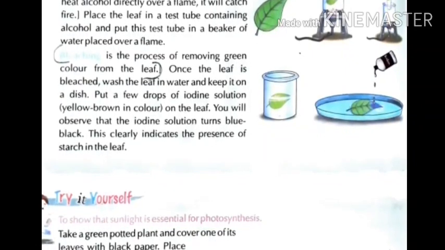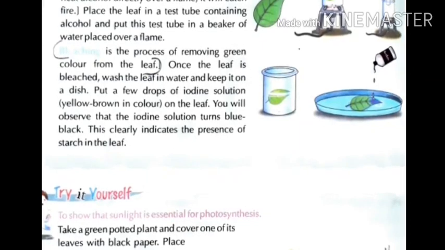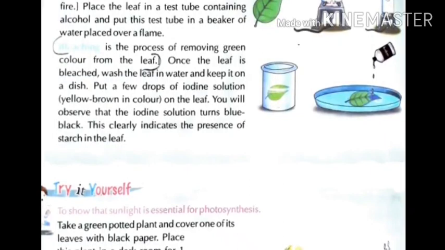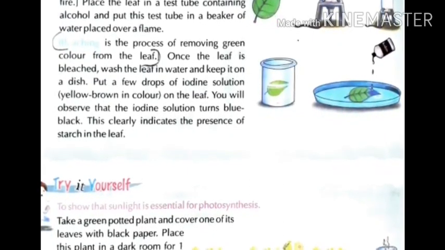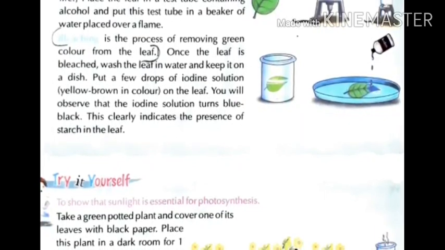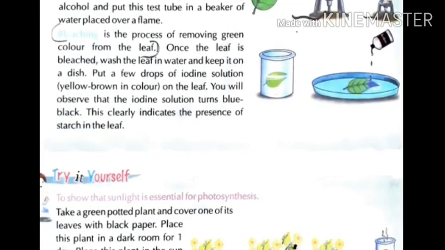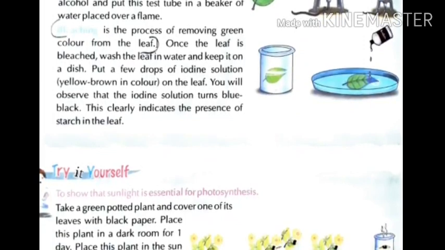First of all, we take a green leaf, then we bleach it. How do we bleach it? We place the leaf in the test tube which contains alcohol, and we put that test tube in a beaker of water placed over a flame. Then the color of that leaf is washed out. That means that leaf is bleached.